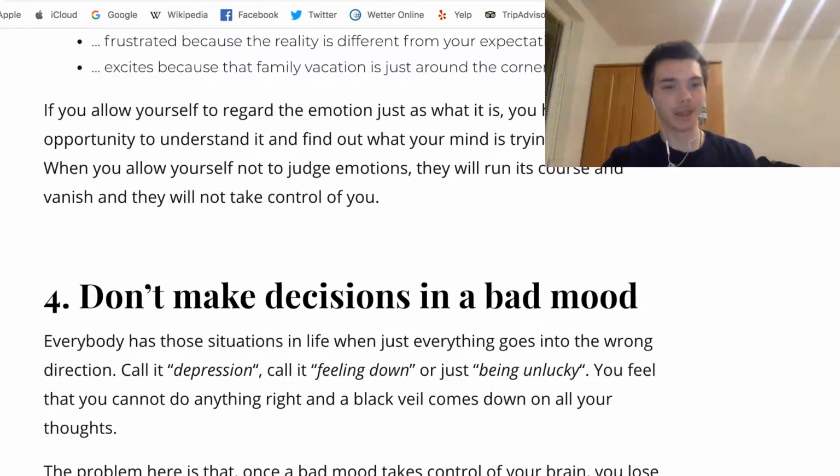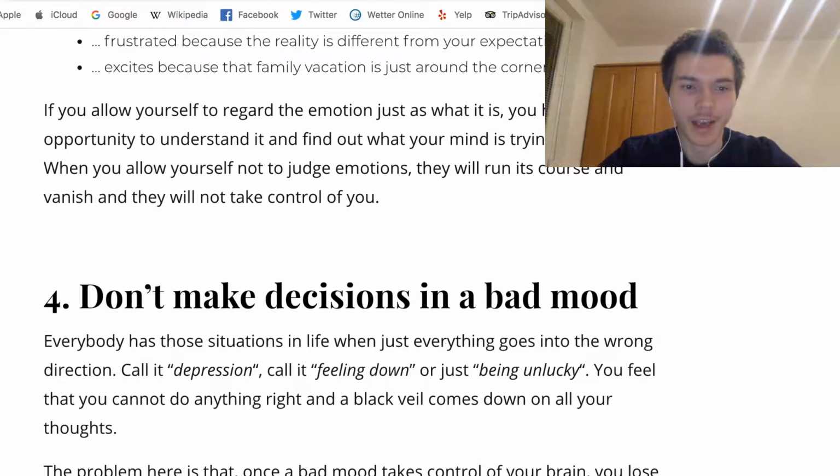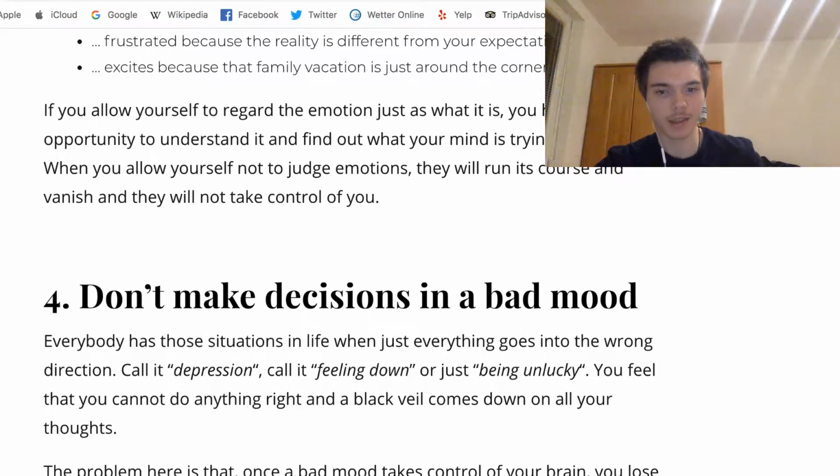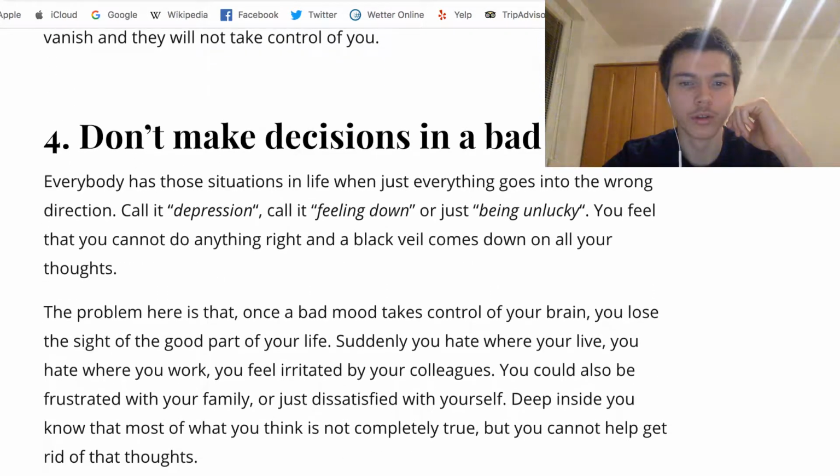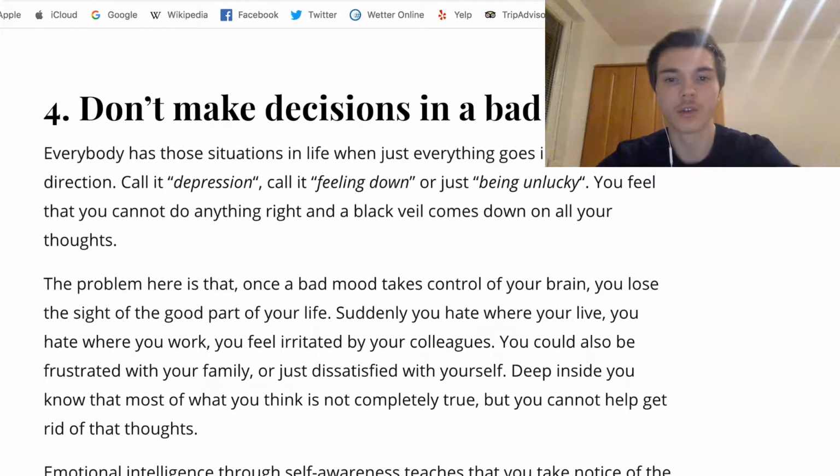But nevertheless, let's read what they're saying. Everybody has those situations in life when just everything goes in the wrong direction. Call it depression, call it feeling down, or just being unlucky. You feel that you cannot do anything right, and a black veil comes down on all your thoughts. The problem here is that once a bad mood takes control over your brain, you lose sight of the good part of your life.